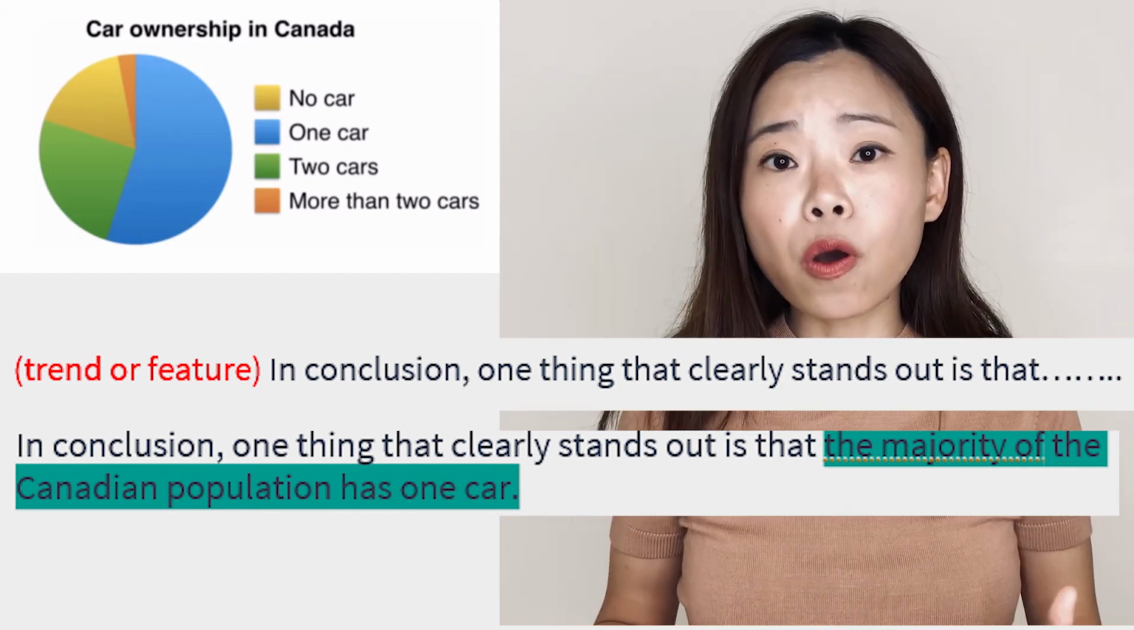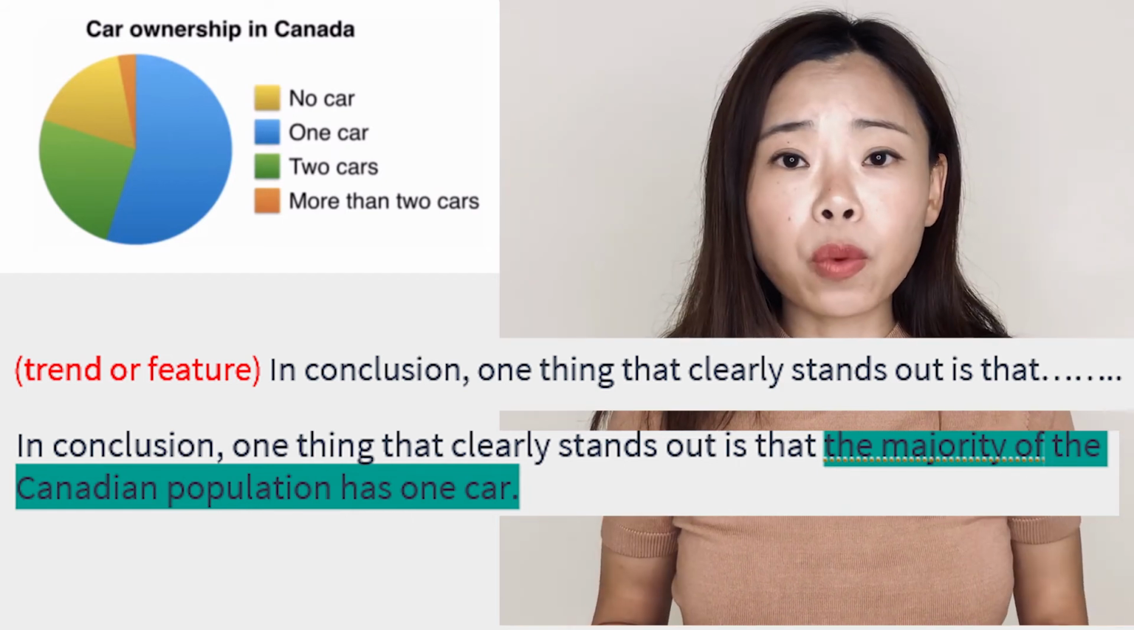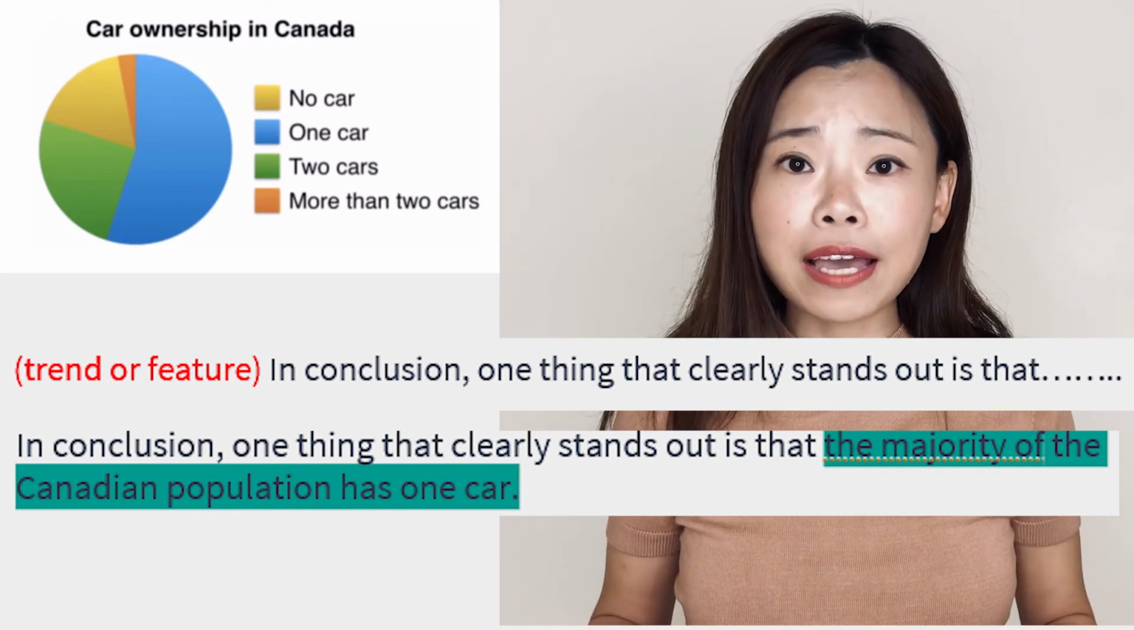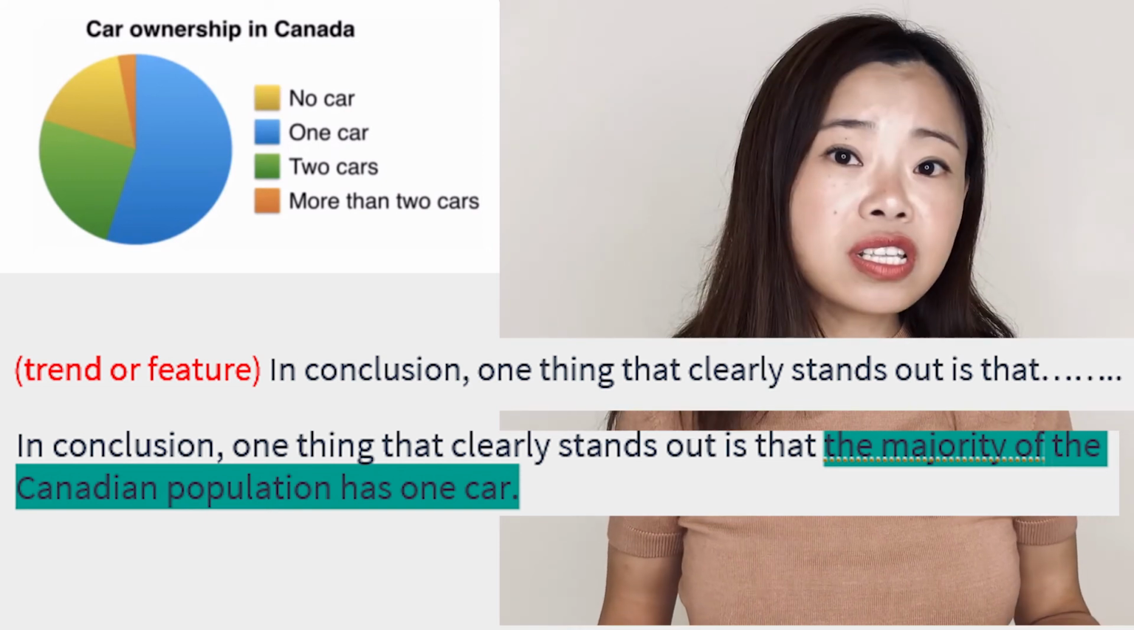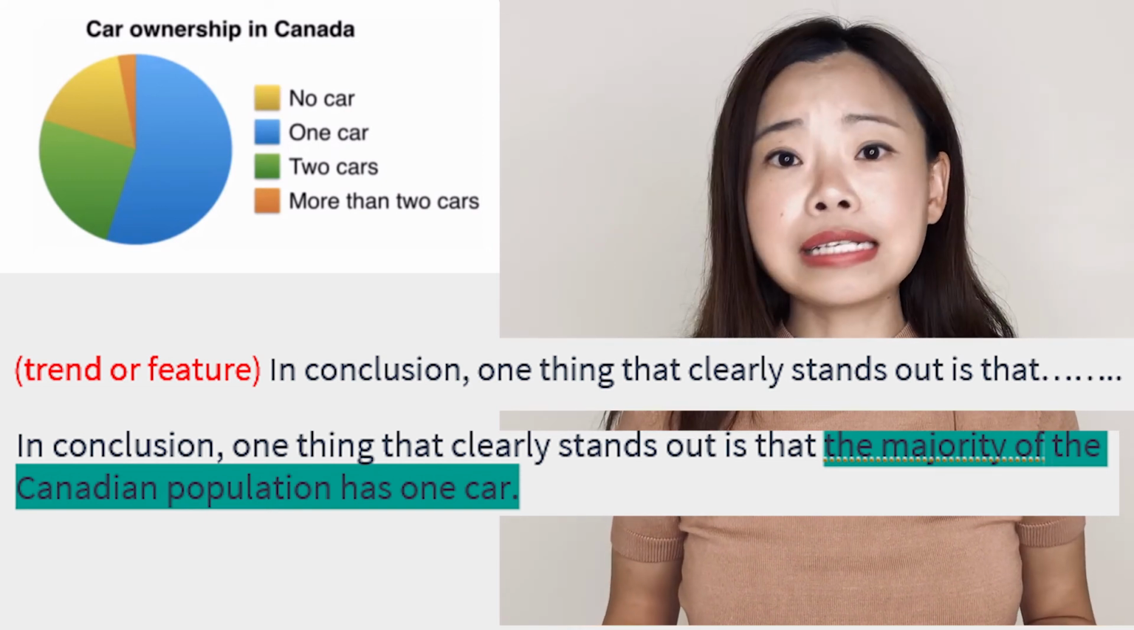If by the time you arrive at the conclusion, you still have more than 15 seconds left, you can use this long form. Otherwise, you can use the short form. In conclusion, the majority of the Canadian population has 1 car.